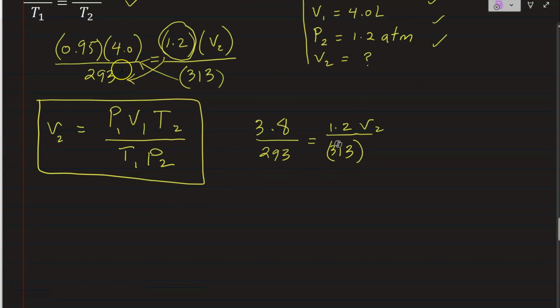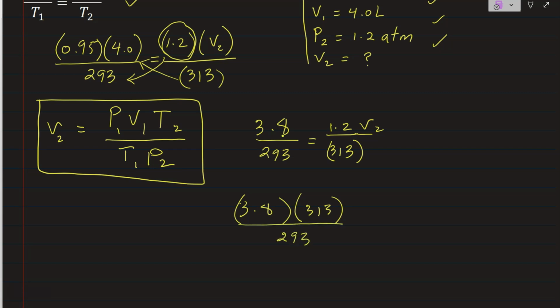So here it is. I just multiply 4 by 0.95 and then 3.8 and just rewrote the whole thing. I just didn't want to confuse you. So now you multiply 313 by 3.8. So 3.8, you multiply that by 313, and that is divided by 293. That's equal to 1.2 V2. Is that okay? That's what we have.